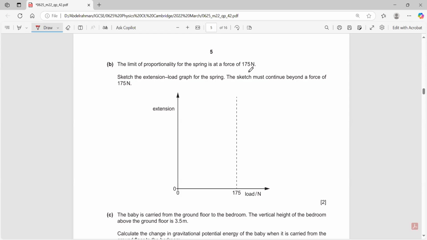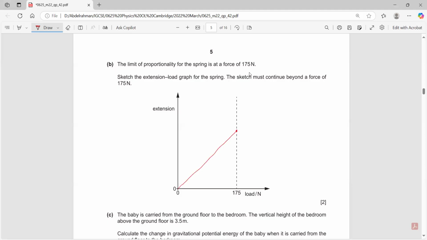So before 175 newtons, until it reaches 175 newtons, it is obeying Hooke's law. It is directly proportional, right? So you will draw a straight line, a directly proportional line, from zero, okay? And it will reach any point at 175. Do I have to reach some certain extension? No, he did not state the exact extension. So you will extend the line to one of these points, whatever.